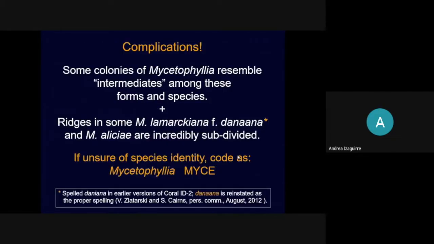Okay, now there might be some complications. Some of these corals do hybridize, and others, if the colony is small or where it's growing it's not getting as much light, are going to grow in a different shape. So it might look very similar, so don't worry about it, just write MICE. This happens to me quite a lot. I'll look at one and think, oh, this is going to take me a while to figure out. I might just take a picture of it and write MICE on my data sheet.